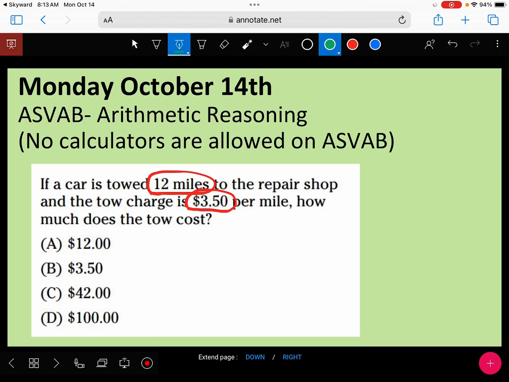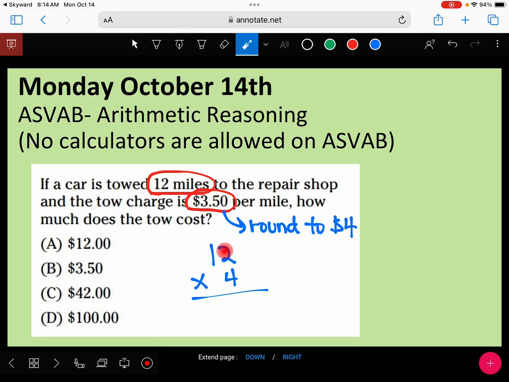$4, yep. So what I would do if I were taking this test is I would round this to 4. And then I would just multiply 12 times 4. So then I would take 2 times 4, which is 8. And then 4 times 1, which is 4. Now, we don't see that as an answer choice because we rounded it. But what you can do is pick the answer closest to 48.